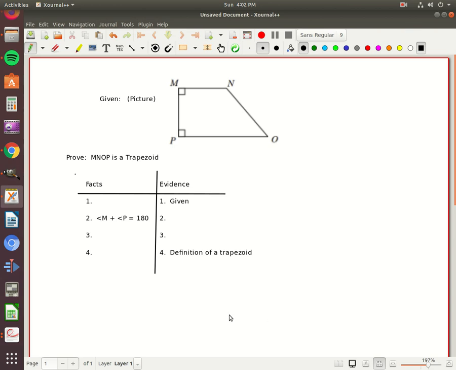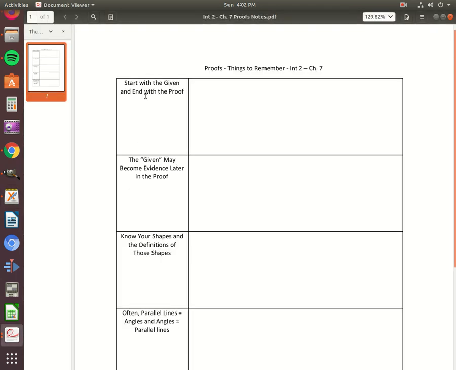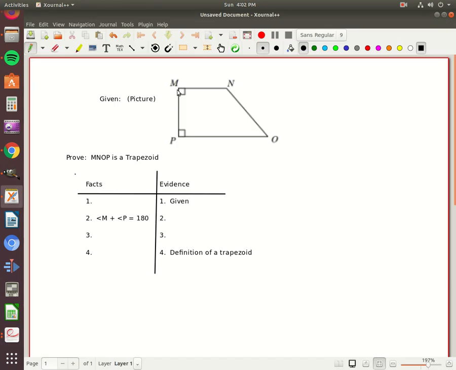Okay, so hopefully you're unpausing this video and are going to check your answers. So I'm going to go through in order. The first thing, start with the given and end with the prove. So I can start filling this in already. I know that angle M and angle P equal 90 degrees. Angle M and angle P equal 90 degrees. I know that because it's given. And I want to end by saying MNOP is a trapezoid.